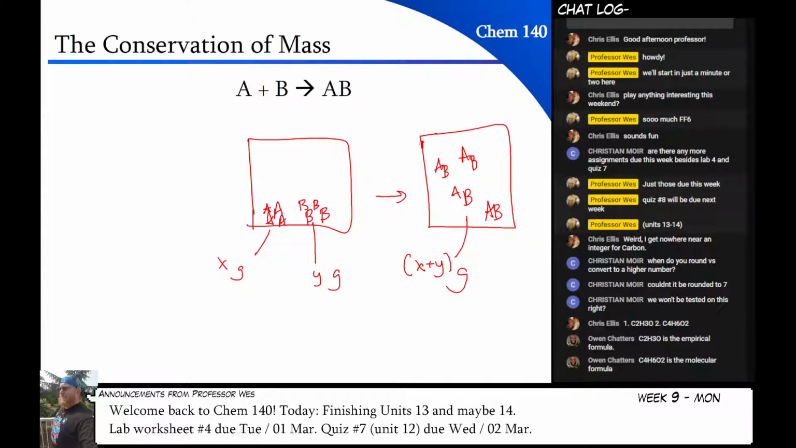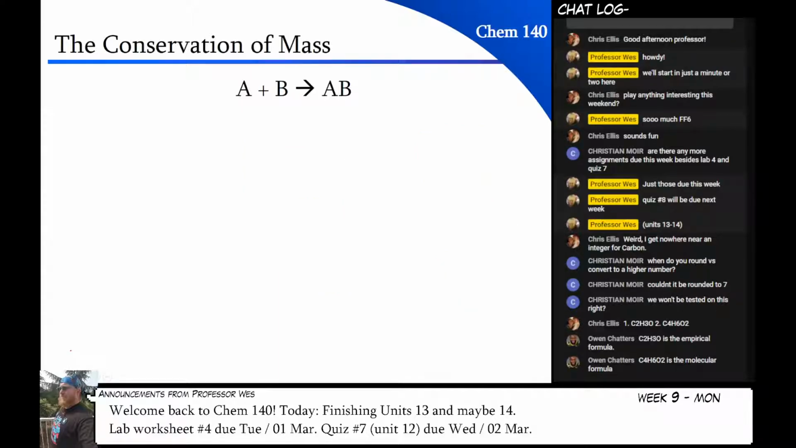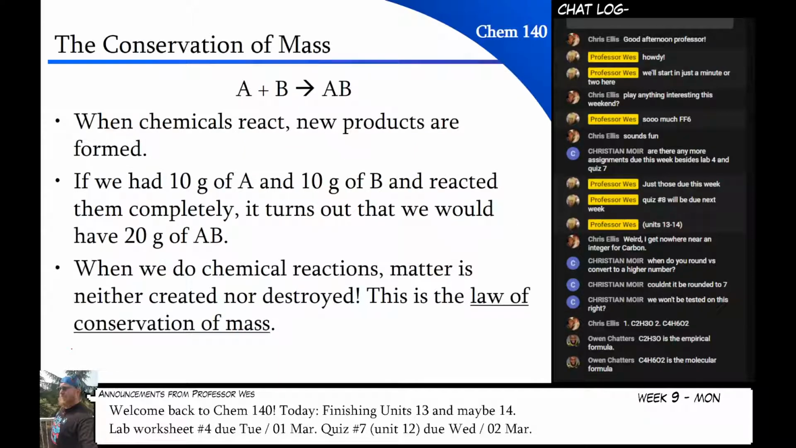If the container is closed, no matter can escape from it. So the mass of what's inside must just remain constant. Chemistry does not change the mass of stuff. It simply rearranges the valence electrons. The result of that is new products. And so we talked about this at the very beginning in Unit 1. This is called the conservation of mass.